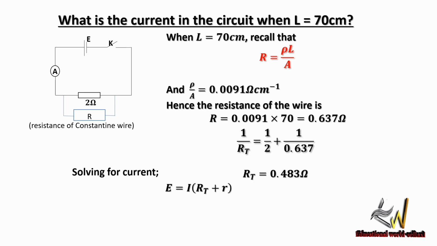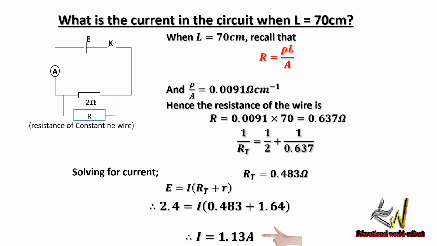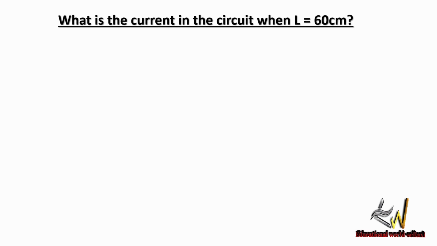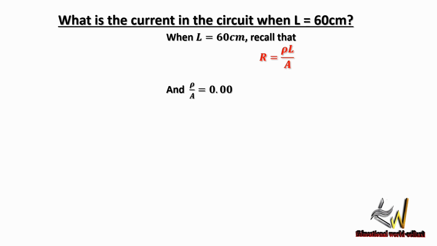So the current in the circuit will be gotten using this relationship again. I'm making substitutions and evaluating for I. We have that the current is 1.13 ampere. Now, what is the current in the circuit when the length is 60 cm? So when the length is 60 cm, we recall the relationship and we just make quick substitutions just as we've done in the previous two examples.